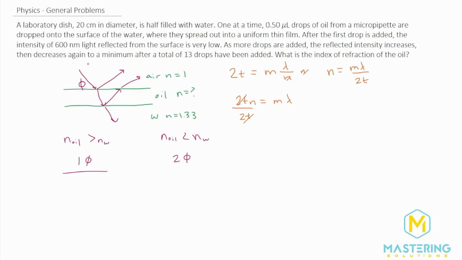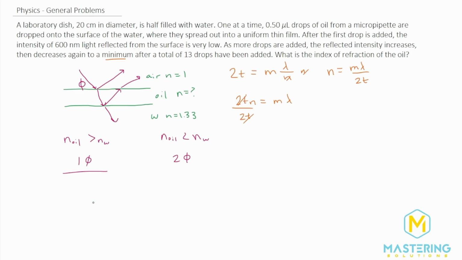How we know that we're using m = 1 is because in the question they say that as more drops are added, the reflected intensity increases and then decreases to another minimum. So we're going to be going with m = 1. We have the m, and we have lambda, which we said is 600 nanometers for just the 1 drop of oil. We don't know what t is though, the thickness of the oil, so we have to figure that out.